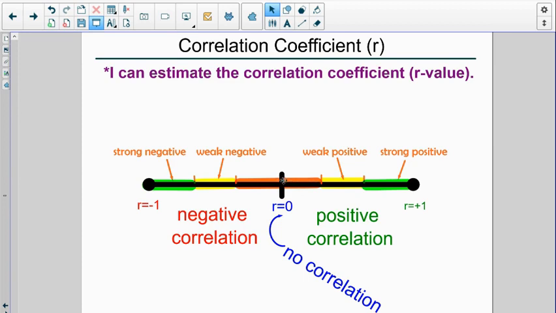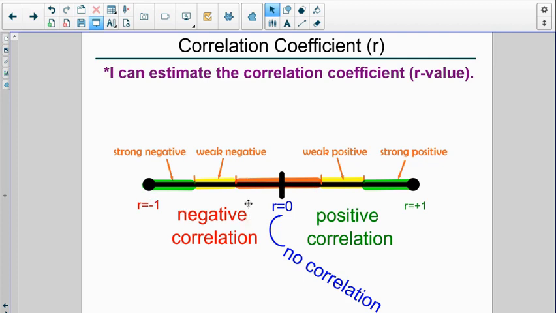Then we have these other values between 0 and about 0.3 that would represent that, you know what, there might be a positive relationship if we checked it on a calculator, but it's not a very good one. It's too weak to even tell it's positive. So that's what we have on the positive side. We have strong close to 1, weak around 0.5, and almost no correlation closer to 0, like 0, 0.1, 0.2, maybe even 0.3 would be considered no correlation.